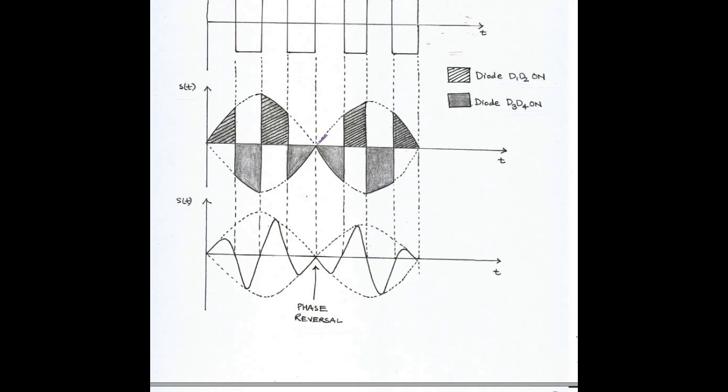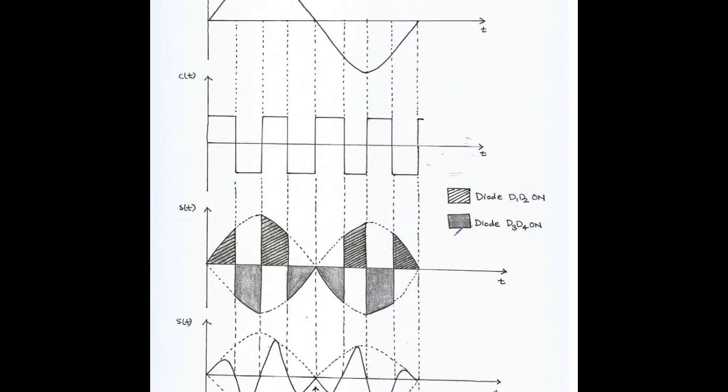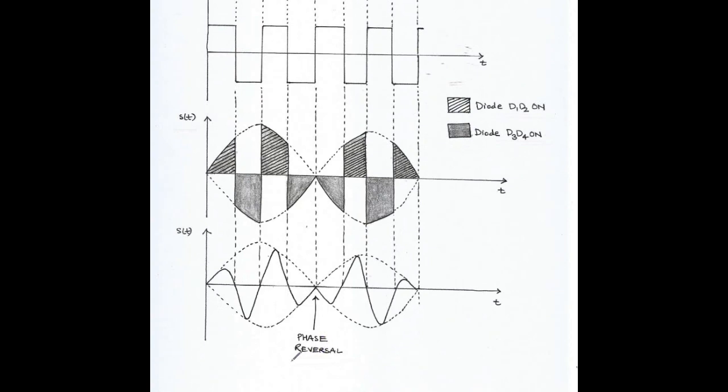So for the generation of double sideband suppressed carrier, we use a product modulator, and a ring modulator is a type of product modulator that is widely used, and the output of the ring modulator is double sideband suppressed carrier, and there is a phase reversal at zero crossing.